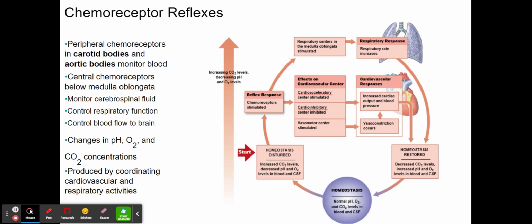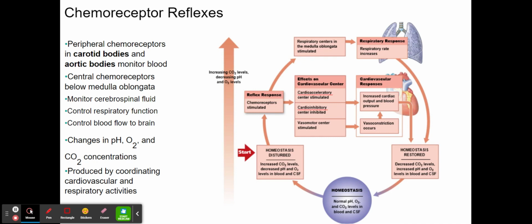The chemoreceptor reflexes respond to changes in carbon dioxide, oxygen, or pH levels in the blood and cerebrospinal fluid, or the CSF. The chemoreceptors involved are sensory neurons. They are located in the carotid bodies, situated in the neck near the carotid sinus, and the aortic bodies near the arch of the aorta. These receptors monitor the arterial blood. Additionally, chemoreceptors located on the ventrolateral surfaces of the medulla oblongata monitor the composition of CSF.